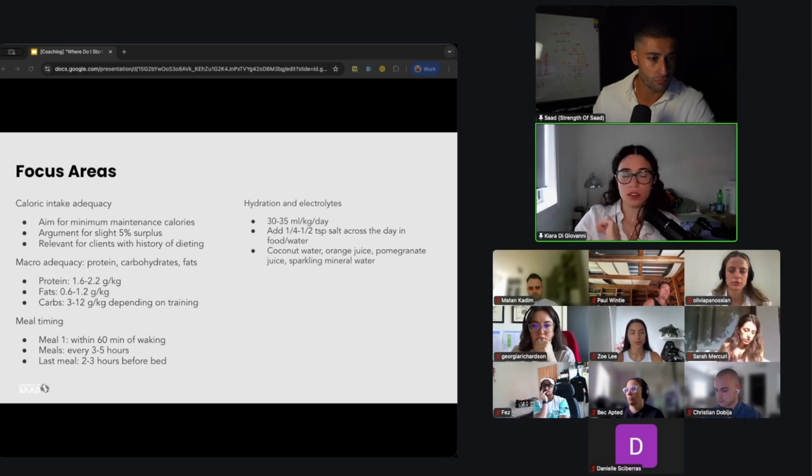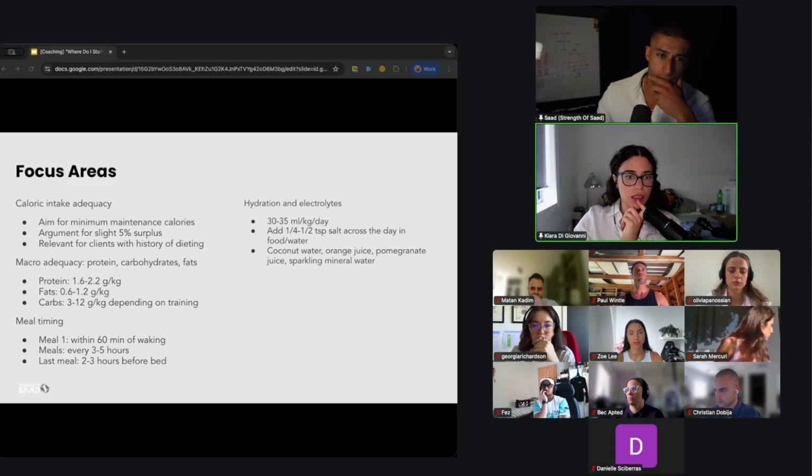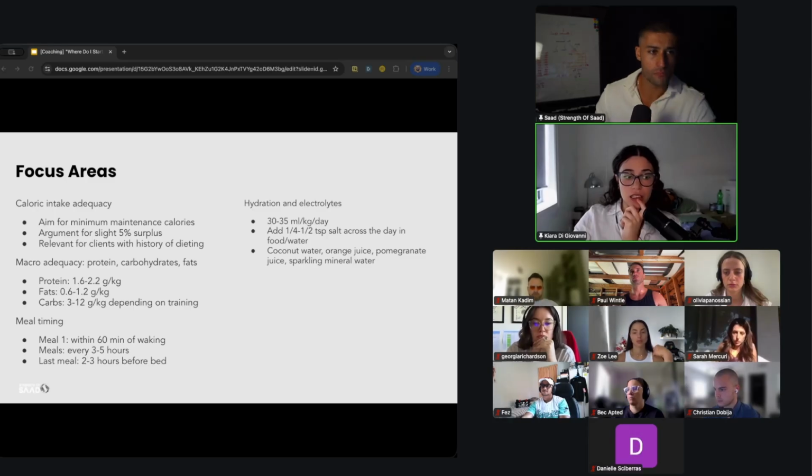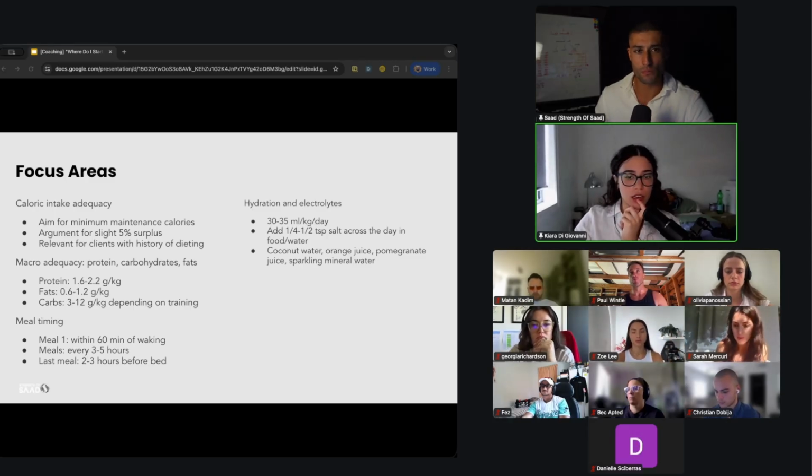Sparkling mineral water is also really great. So just make it easy for your clients to get liquids in. Herbal teas are also really good. They have extra medicinal benefits. So it doesn't just need to be plain water. If anything, that's worse for hydration than actually having some glucose and other minerals in it.